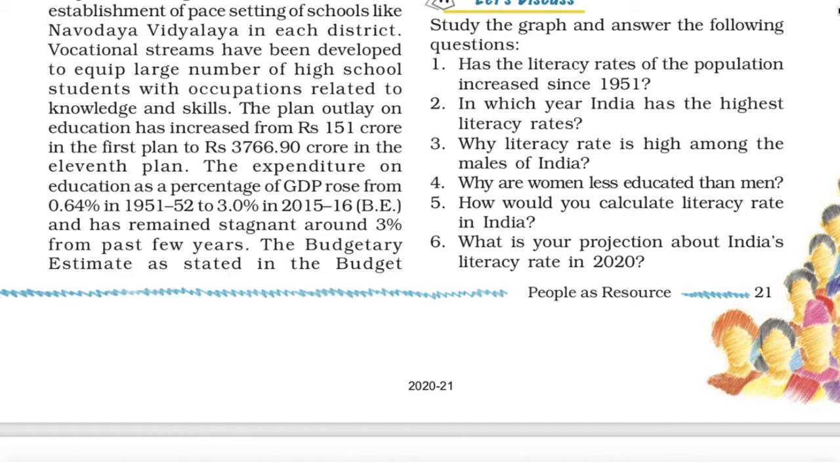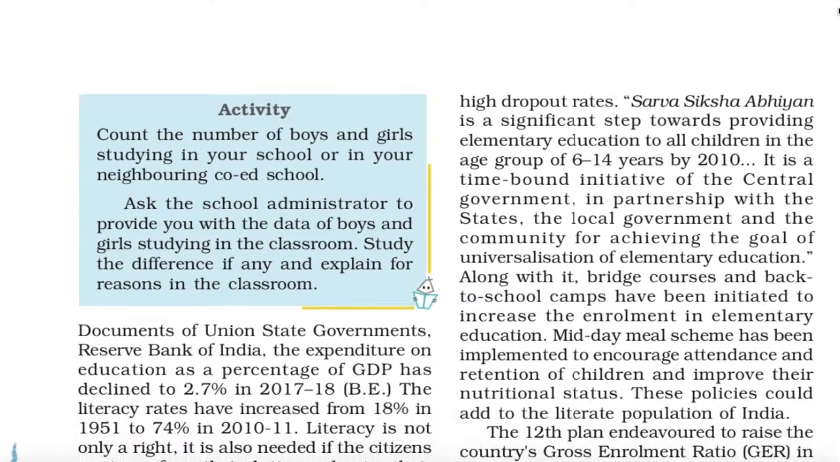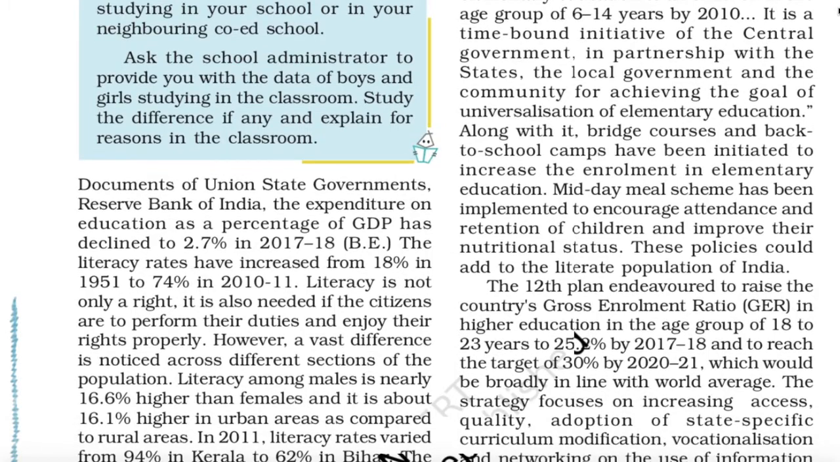The budgetary estimate as stated in the budget documents of Union and State Governments, Reserve Bank of India, the expenditure on education as a percentage of GDP has declined to 2.7% in 2017-18 BE. The literacy rates have increased from 18% in 1951 to 74% in 2010-11.